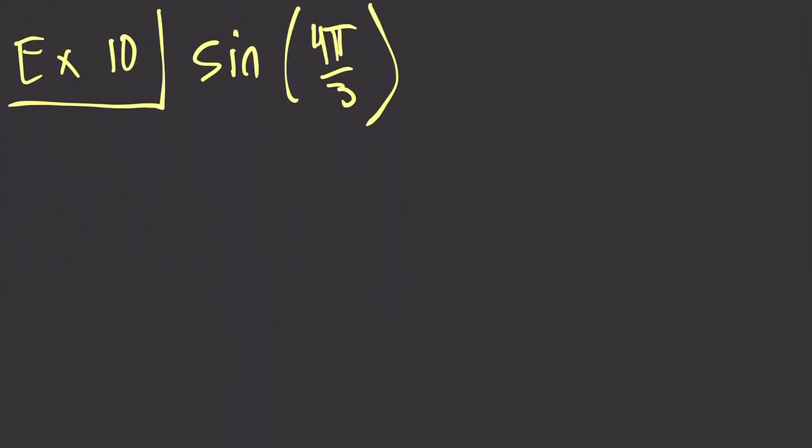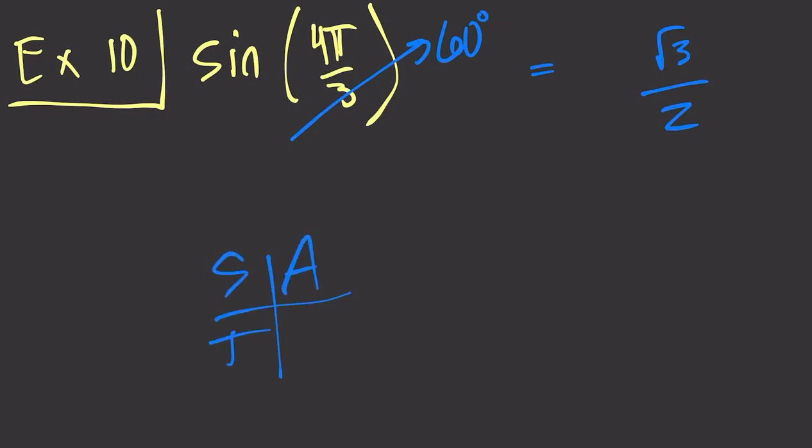4 pi over 3, sine of 4 pi over 3. You see pi over 3, you think 60 degree reference angle. So from your triangle, sine of 60, that's square root 3 over 2. Is it positive or negative? Let's find out. 4 pi over 3. Where is that? The numerator is 1 more than the denominator. That puts me in the third quadrant. That's tangent, not sine. Answer's got to be negative.